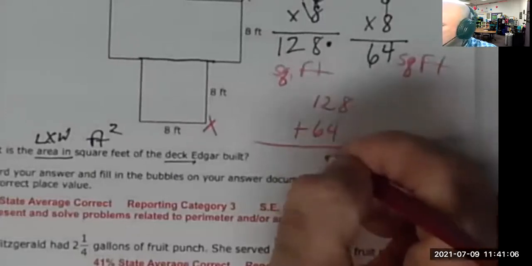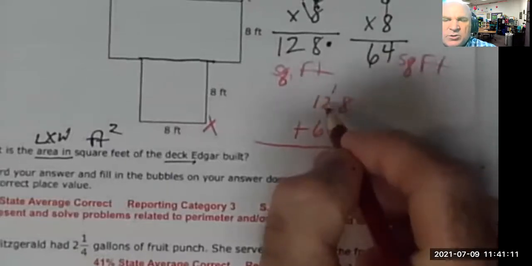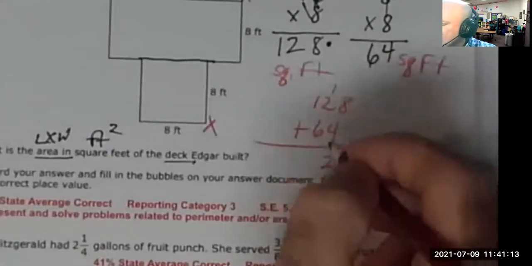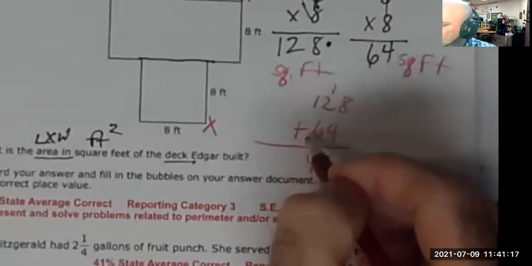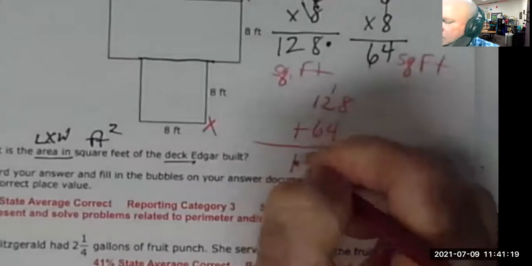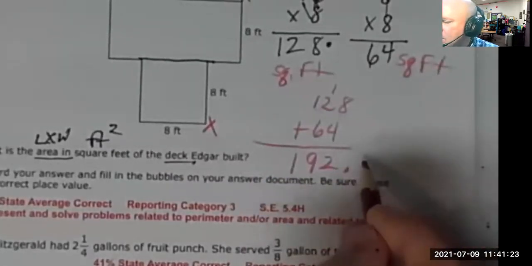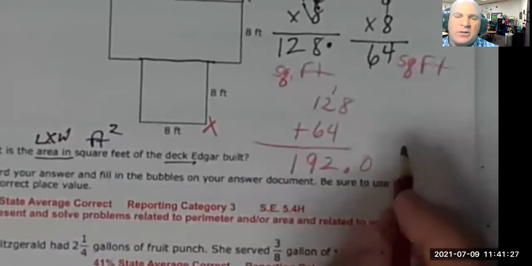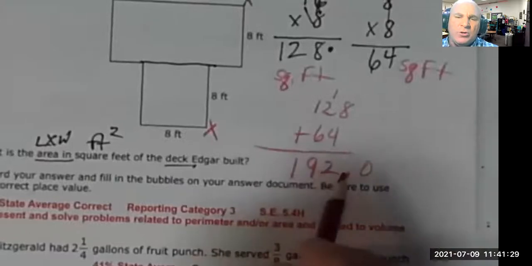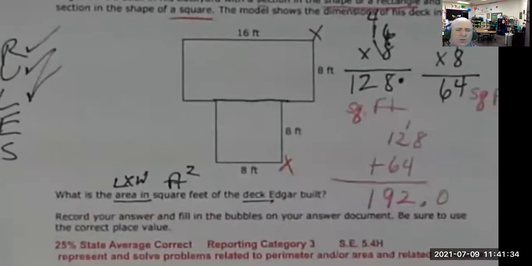8 plus 4 is 12. Carry the 1. 6 plus 2 is 8, plus the 1 you carried is 9. And in your hundreds, all we have is a 1. So the answer is 192 and 0 tenths, or and nothing else. 192 square feet would be the answer to this question.